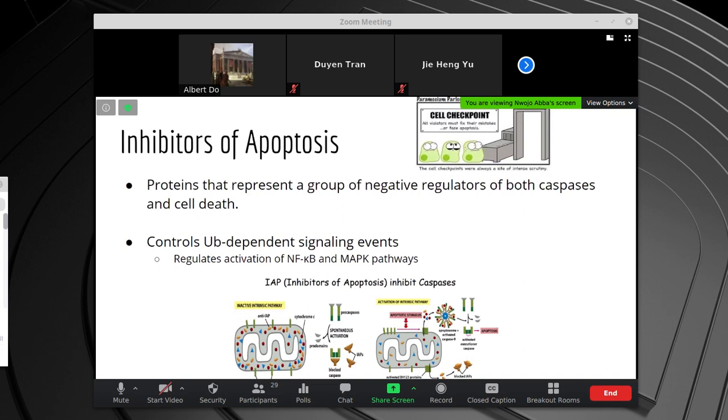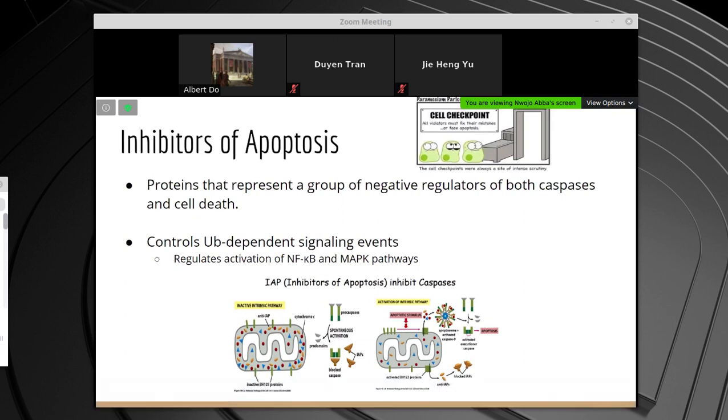Inhibitors of apoptosis, or IAP proteins, represent a group of negative regulators of both caspases and cell death. Most prominently, IAPs control ubiquitin-dependent signaling events that regulate activation of nuclear factor kappa B and mitogen-activated protein kinase, or MAPK, pathways that in turn drive expression of genes important for inflammation, immunity, cell migration, and cell survival.